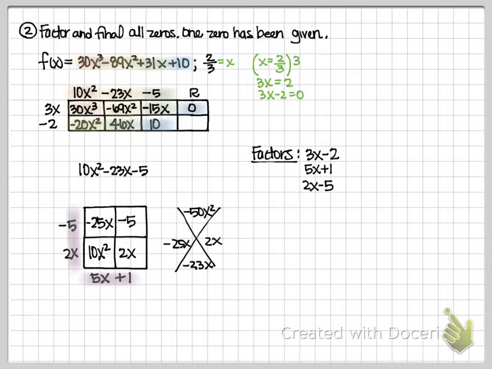Then if I want to write my zeros, I'm going to set each one of those equal to 0 and solve for x. For the first one, I'd add the 2 over and then divide by 3. So x is equal to 2/3, which is what I expected because that was what was given to me in the first place. For the 5x plus 1, set that equal to 0, subtract the 1 to the other side, and then divide by 5. And then the third one, set it equal to 0, add the 5 to the other side, and divide by 2. Hopefully this helps with that worksheet.